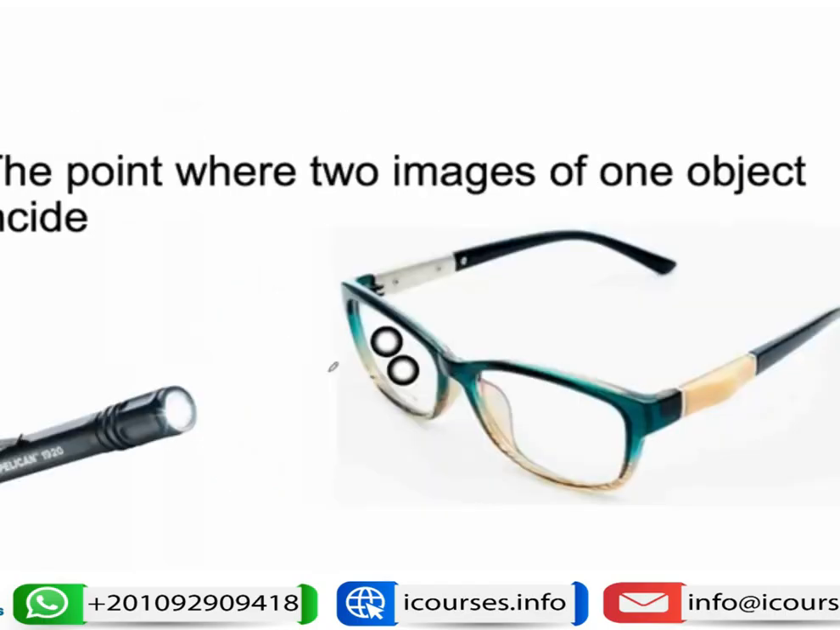Another simple method is by projecting a pen torch onto the glasses. Usually it will show two images of the light torch, and by moving the glasses from side to side until these two lights coincide into a single light, this will denote the presence of the central light.